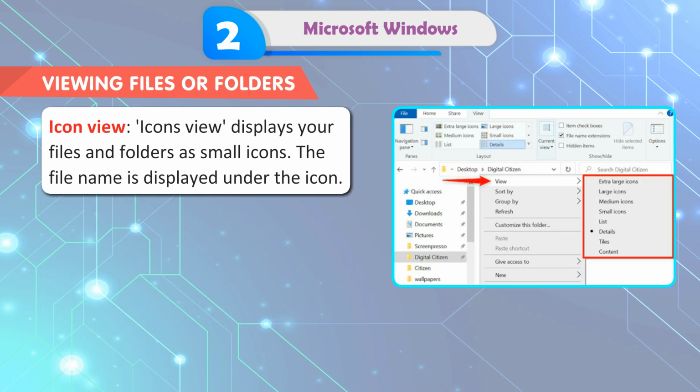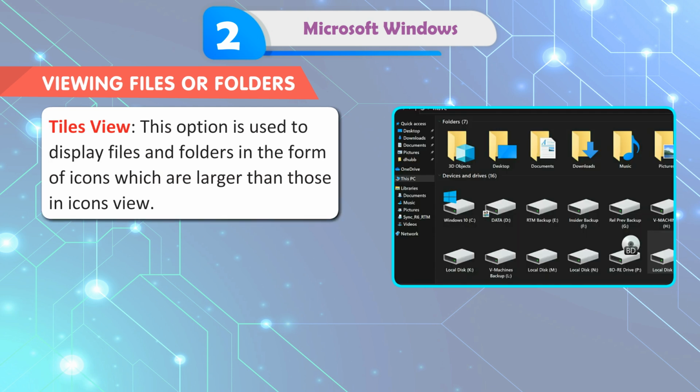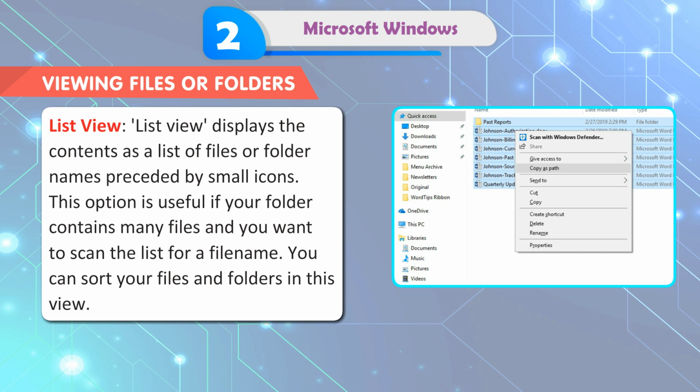Icons view displays your files and folders as small icons. The file name is displayed under the icon. Tiles view. This option is used to display files and folders in the form of icons which are larger than those in Icons view. List view.